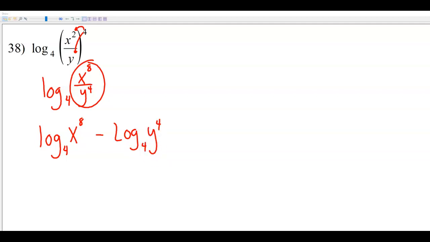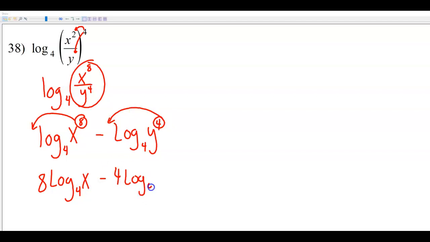And then once again, we can apply the other rule that we've used numerous times today, where if your argument has a power, you can rewrite it as a multiplier of your log. And there it is.